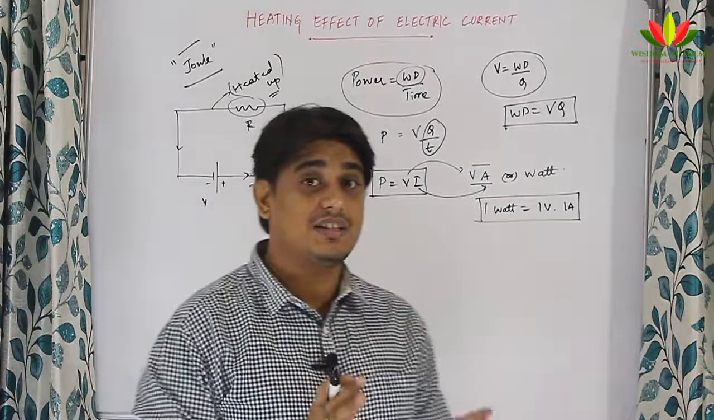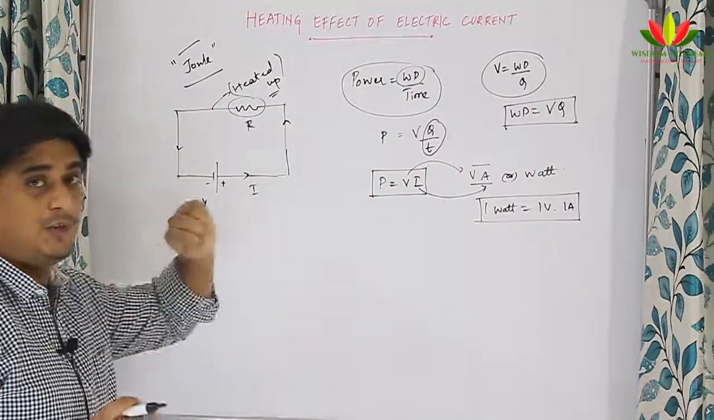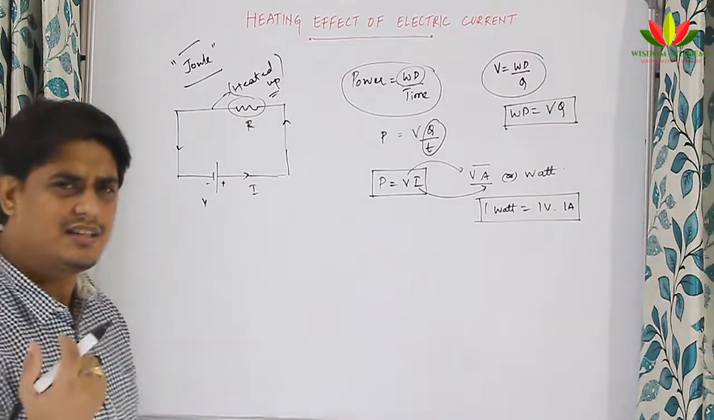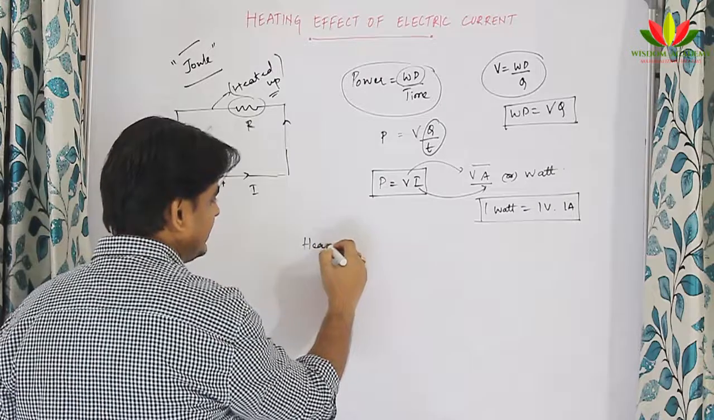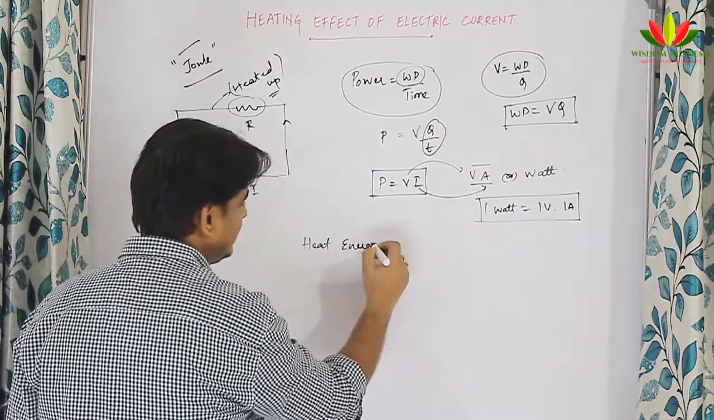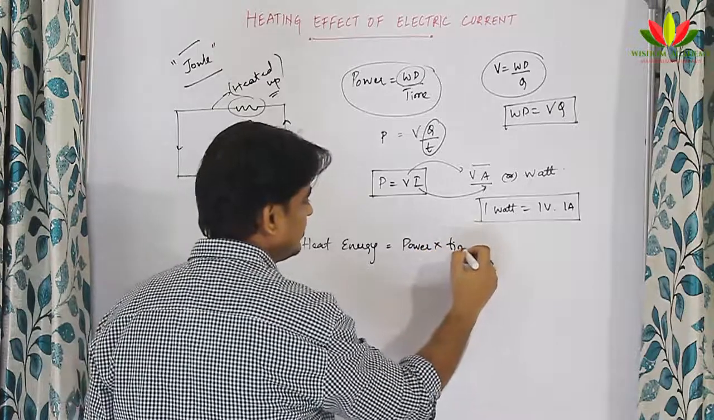Now, I still have not found how much heat energy is produced; that is still to be found. What is energy? Energy is power into time. So let us try to find the heat energy. Heat energy is equal to power into time.